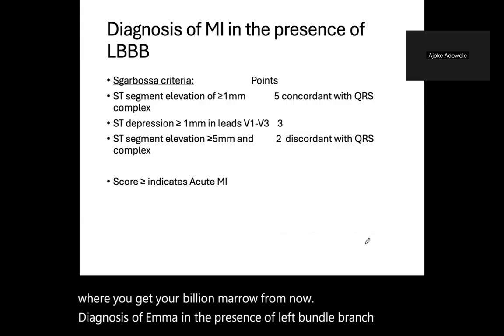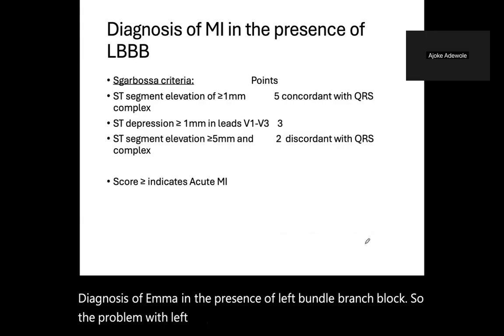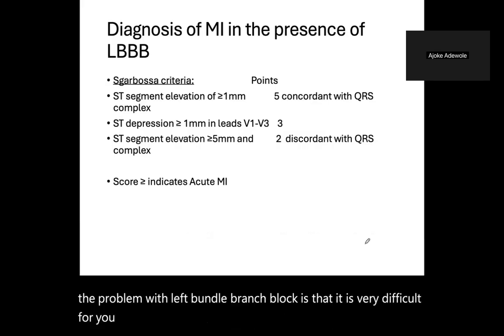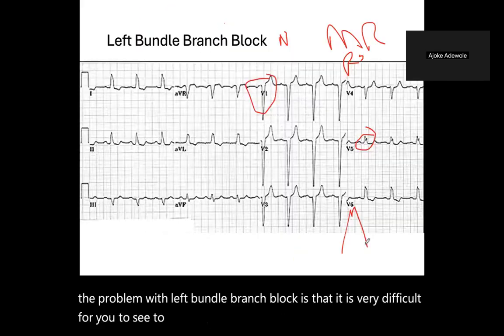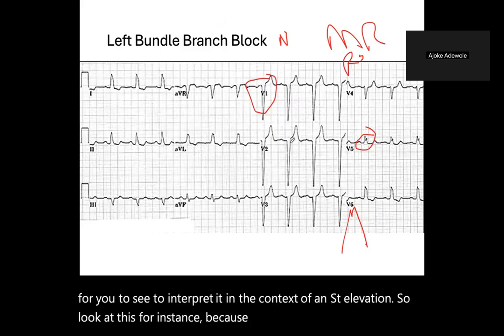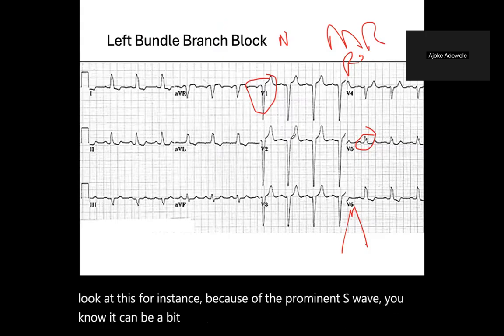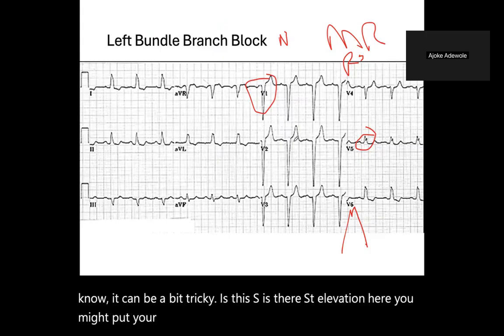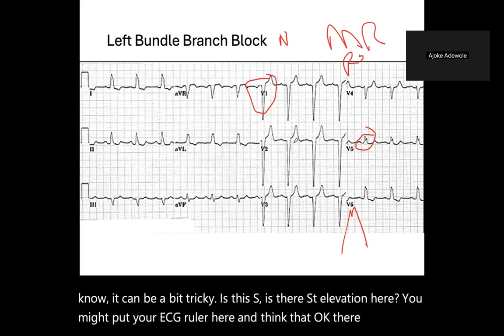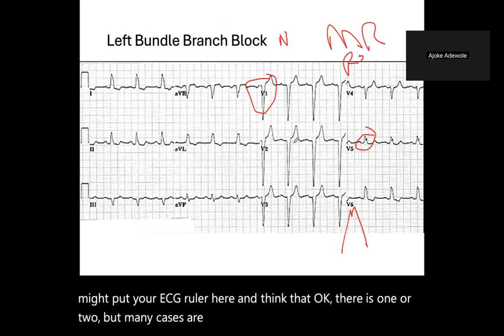Now, diagnosis of MI in the presence of left bundle branch block. The problem with left bundle branch block is that it is very difficult to interpret in the context of an ST elevation. So look at this, for instance. Because of the prominent S wave, it can be a bit tricky. Is there ST elevation here? You might put your ECG ruler here and think that, okay, there's one or two, but many cases are not very straightforward. So it can be daunting.